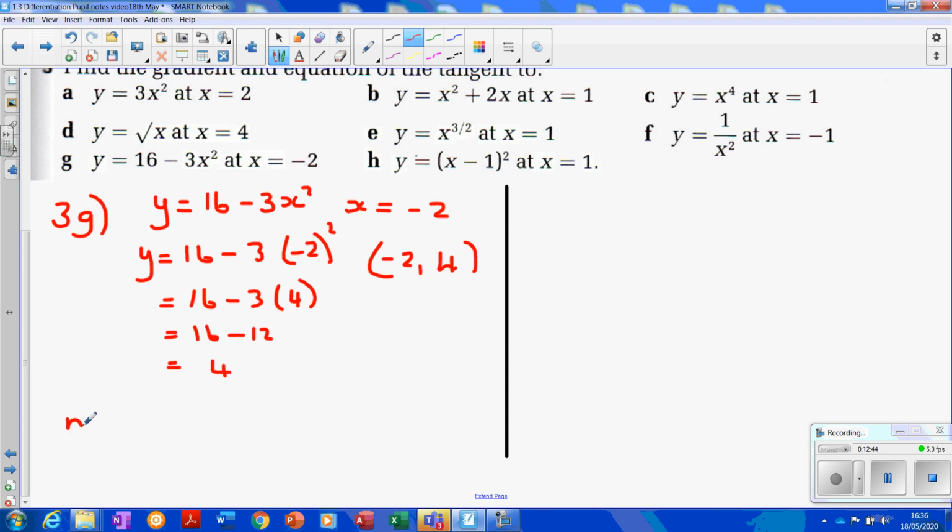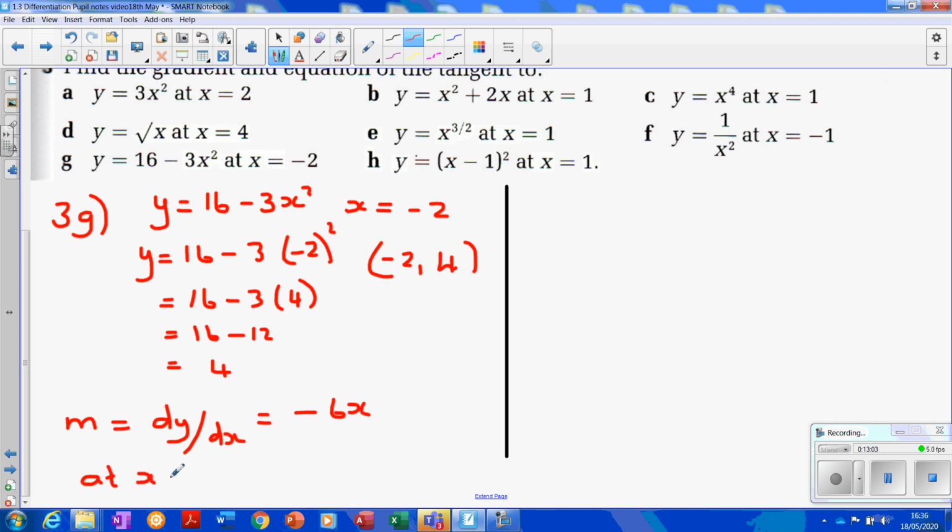Right, so we've got the point, and now we need the gradient. So gradient is equal to dy by dx. So for dy by dx, we've got to take the derivative. Derivative of 16 is 0. Derivative of minus 3x squared: multiply by the power, take 1 away from the power, is minus 6x.